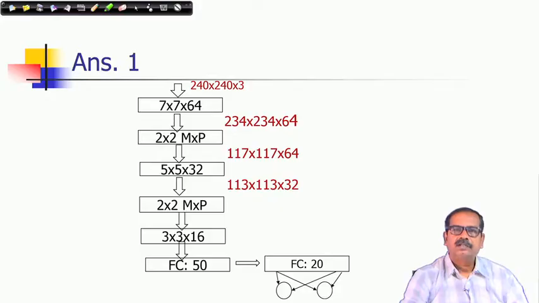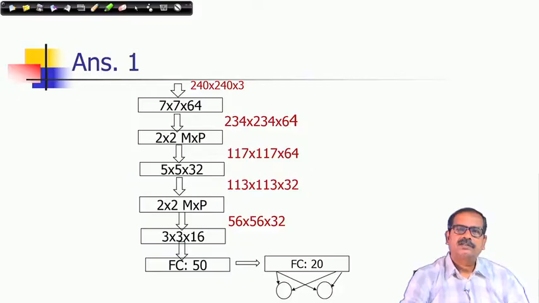This will again go to the next max pool layer of 2 cross 2, and there it has to be divided by 2, and since it requires full embedding of the max pool layer, it would be only the floor of 113 by 2. So, it is 56 cross 56 cross 32, the channel count remains the same.